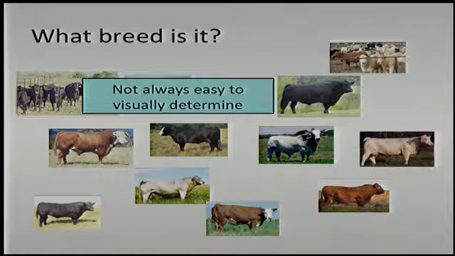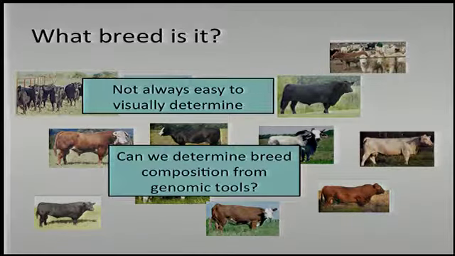If you were to go out and go to a feedlot, chances are you'd see a black set of cattle and maybe some red sets of cattle depending on where you go, and you'd have no idea what their composition was whatsoever. But using genomic tools, we may be able to determine what the breed composition of some of these animals are, and that may be useful in areas that we haven't looked at yet.